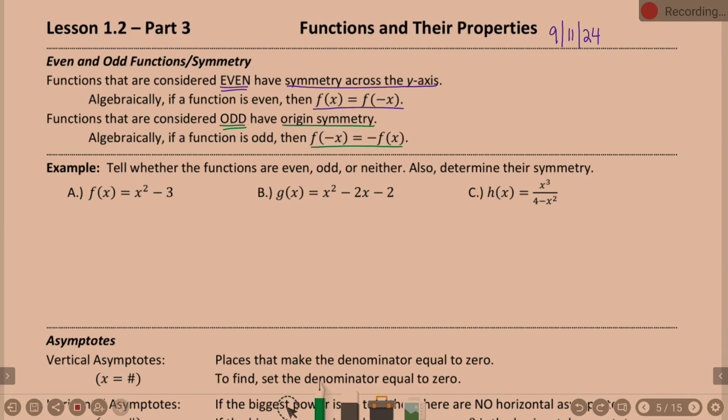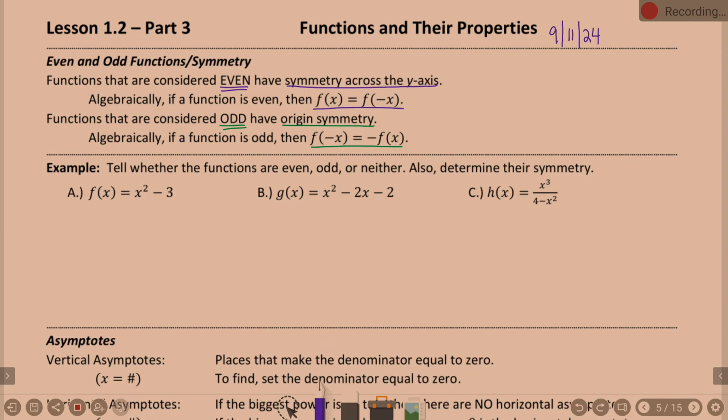My suggestion here is always start by testing one. Test and see whether or not it's even. If it's even, you're good. If it's not even, then test odd. If it's not even and it's not odd, then we know it's neither. And yes, we can look at the graph in a moment, but I don't want to just start with looking at the graph.